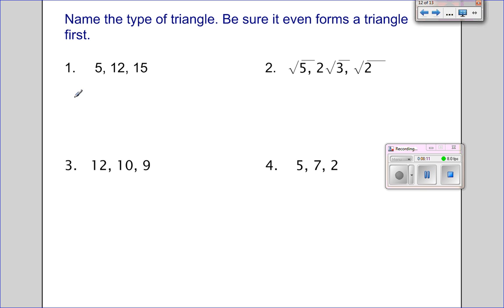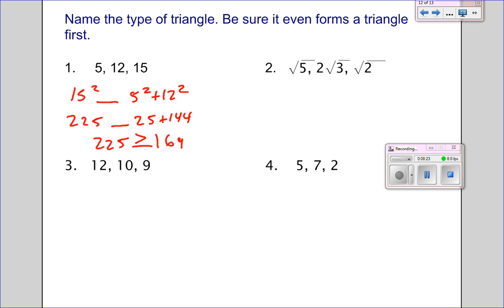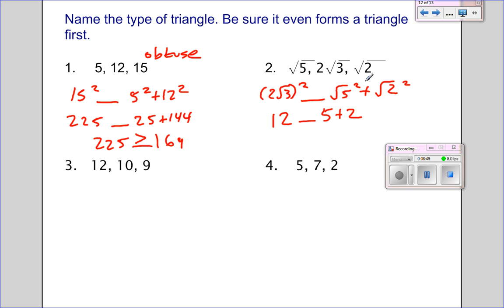All right, let's see how you did. So biggest side is 15 squared, blank 5 squared plus 12 squared. 225, blank 25 plus 144. 225 blank 169. Well, it's greater than, so this is an obtuse triangle. Number 2, biggest side here, if you type in your calculator, will be 2 square root of 3. So 2 root 3 squared, blank root 5 squared plus root 2 squared. To square this, you always square the outside number and multiply it by the inside. So 2 squared is 4 times 3 is 12. So 5 plus 2. Square root of 5 squared is 5. Square root of 2 squared is 2. They cancel out. 12 is greater than 7, so this is also obtuse.